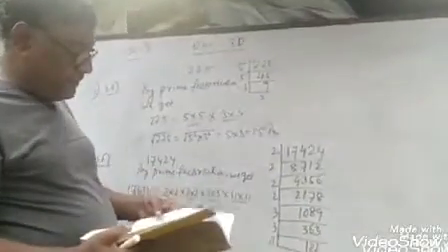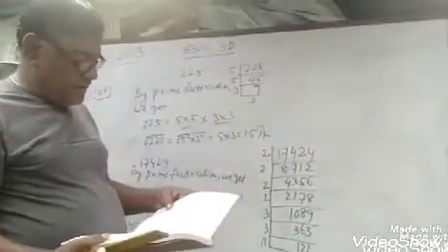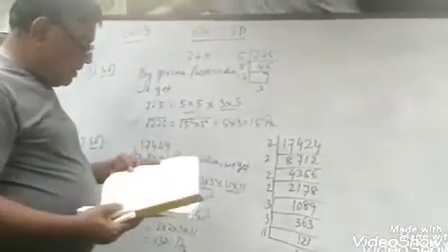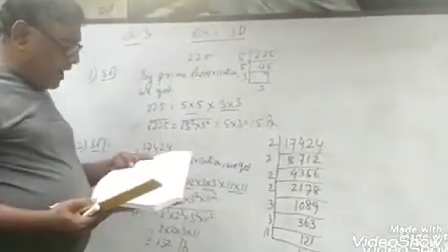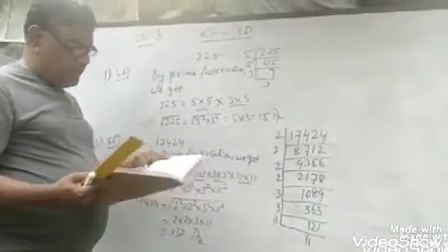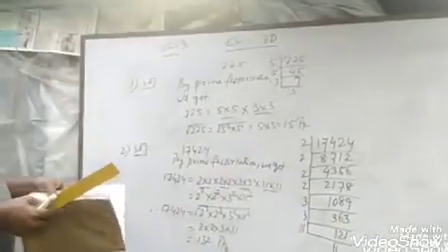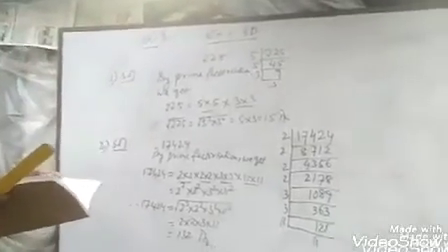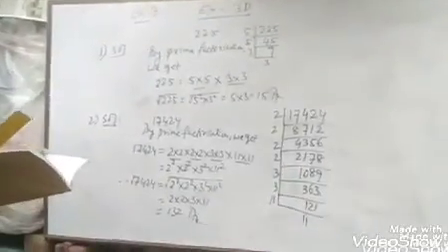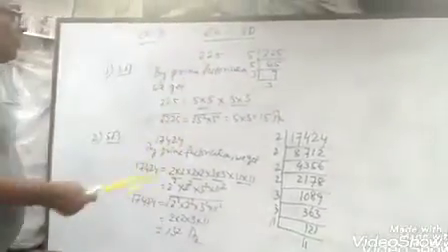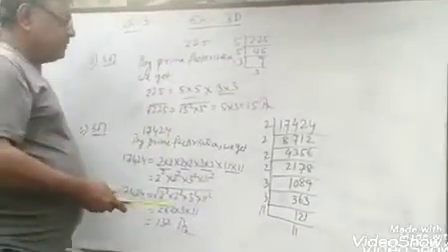I'm going to the next exercise. Exercise 3D. Find the square root of each of the following numbers by using the method of prime factorization. There are 1 to 12 solving questions. Now question number 1, 225.